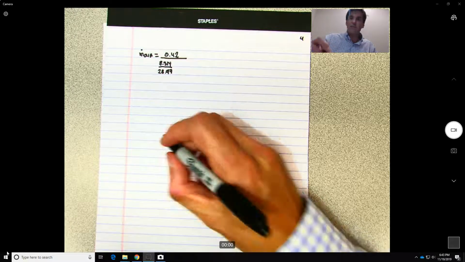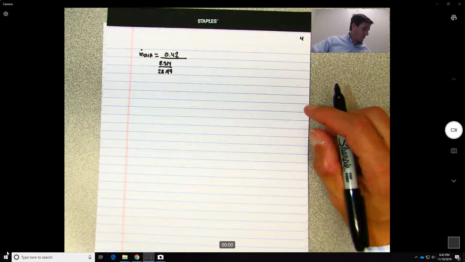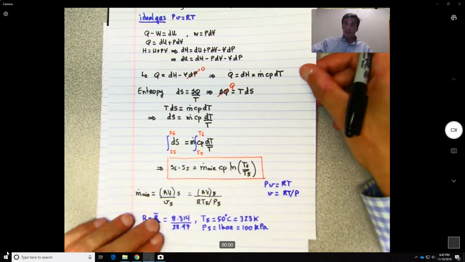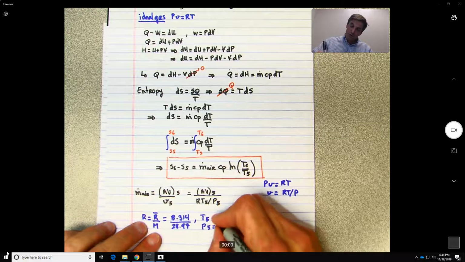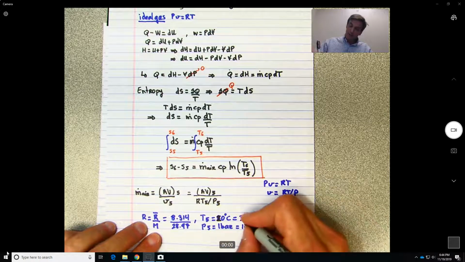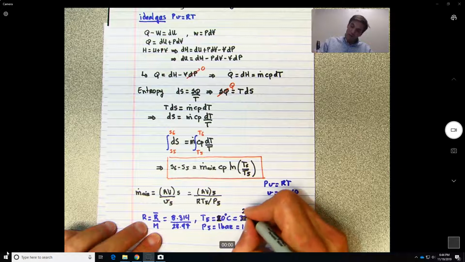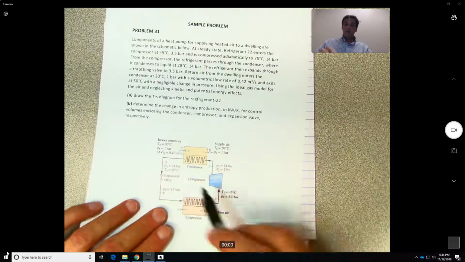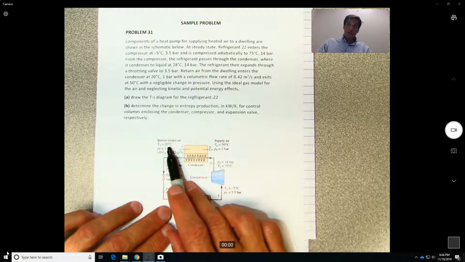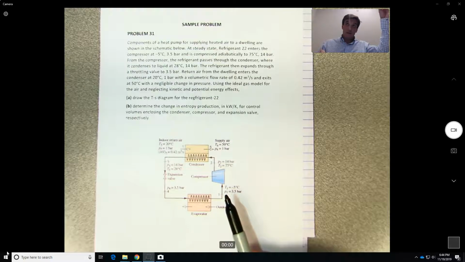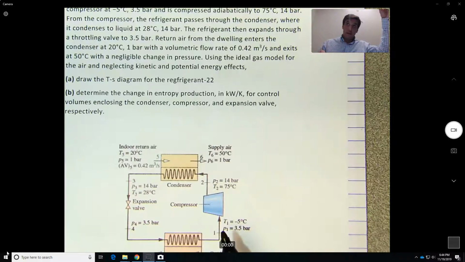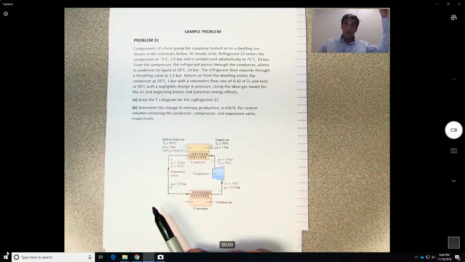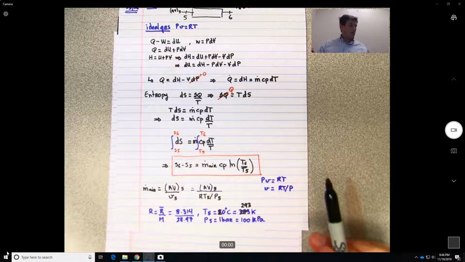So let's see, here I made a mistake, so let me go back and just find out. Because T5, sorry for that, T5 is not 50 but 20 degrees Celsius, so this should be really 293. Okay, if I show you here on the figure, T5 is 20 and T6 is the one that was 50, so an AV is 0.42. Sorry for that.